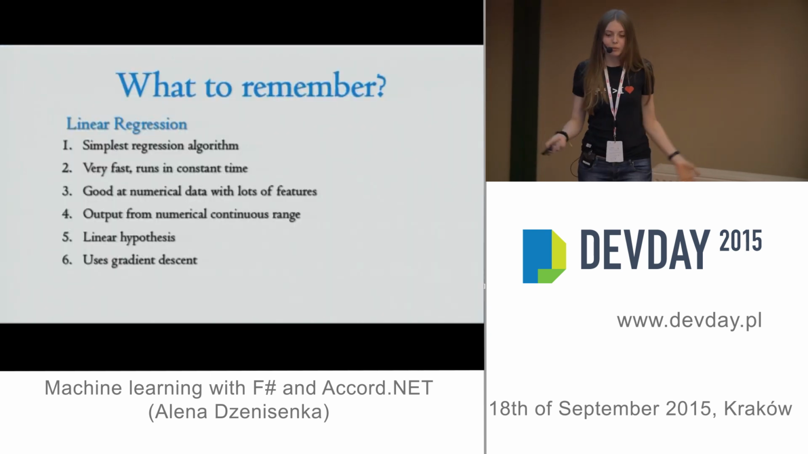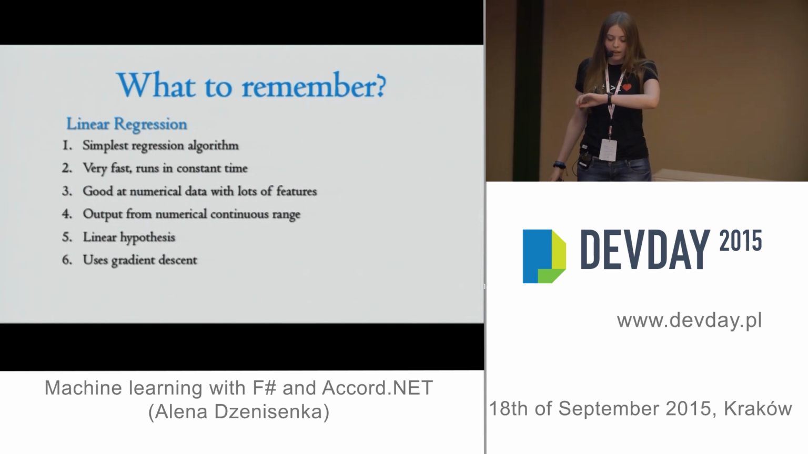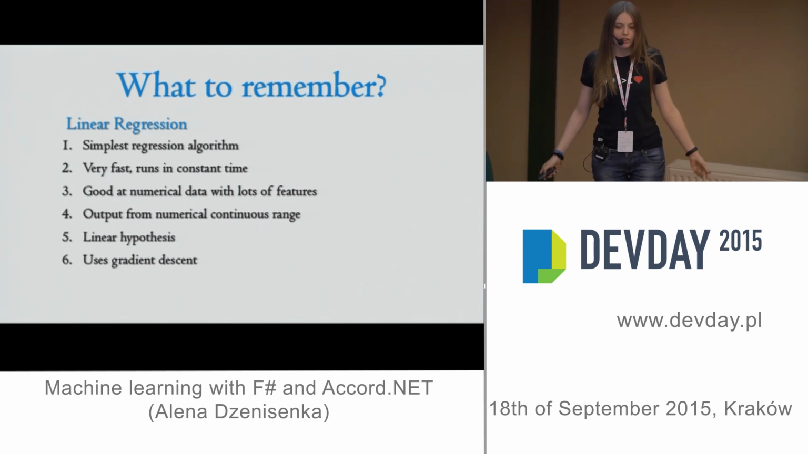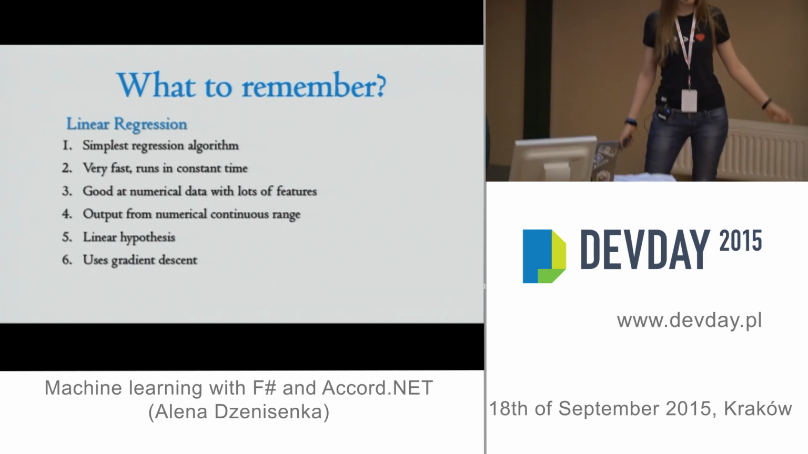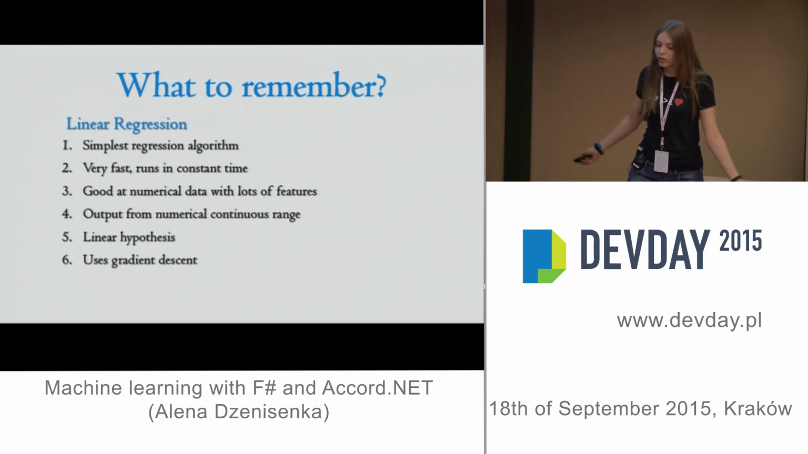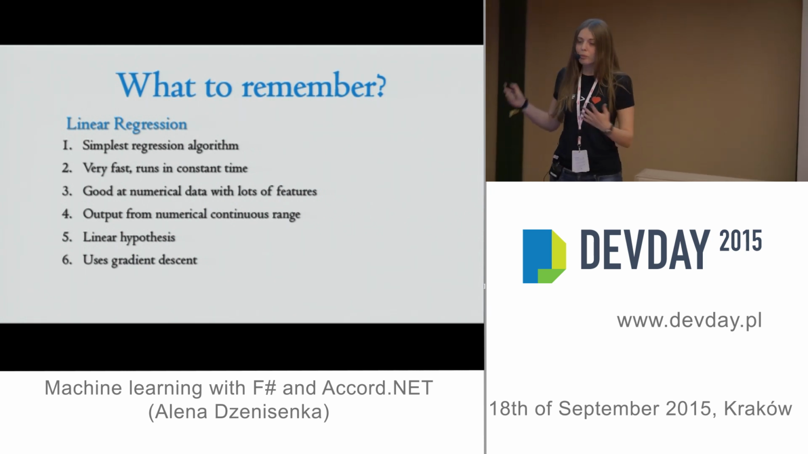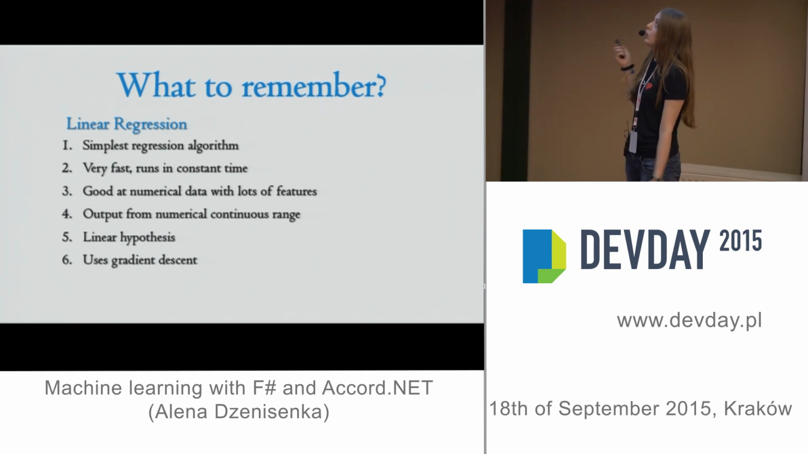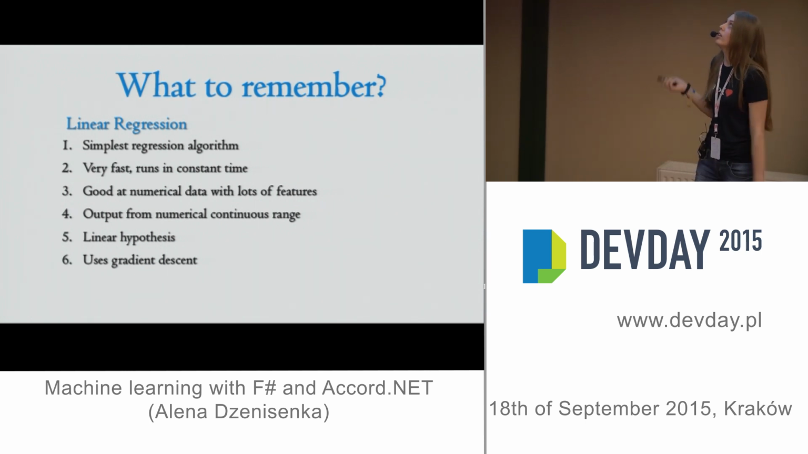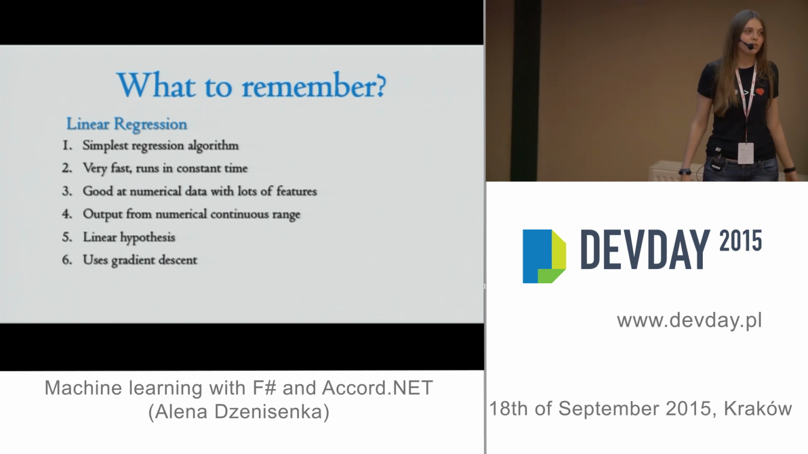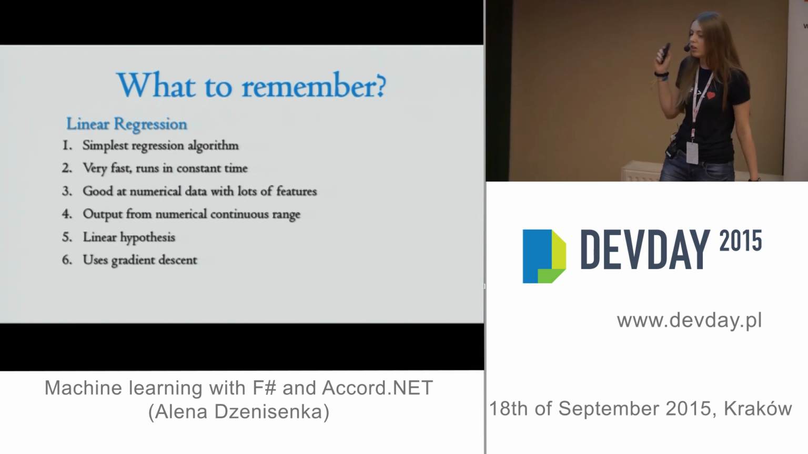So that was the simplest machine learning algorithm, and it's very fast and runs in constant time. You can use many features with this algorithm. It's good for numerical data, so you can use it with Accord.NET and F# very easily if you don't want to implement it from scratch.